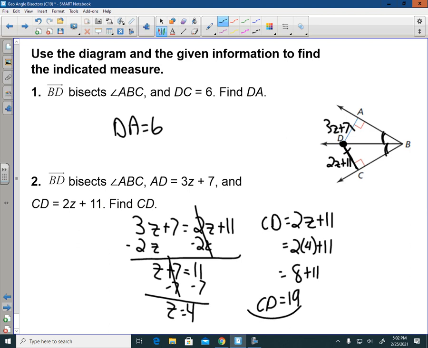CD equals 19. We can check it because we can also see that AD equals 3Z plus 7. Well, let's see. If Z is 4, then we should have 3 times 4 plus 7, or 12 plus 7, or 19. And since that's the same, we know we're correct. So again, the process is the same. Use the theorem to help you build the equation. Solve the equation for the variable. Plug the variable in to solve the problem itself.